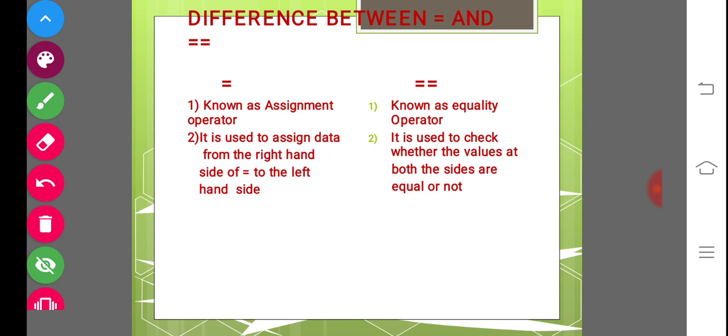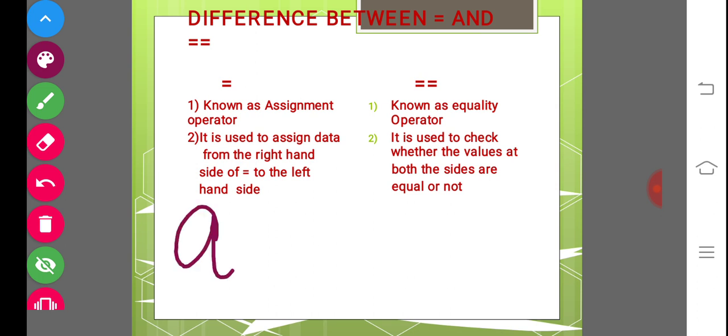The second, the double equal to operator, is used to check whether the values at both the sides are equal or not. So this operator is known as the equality operator, which comes under the category of the relational operators, and it is used to compare both the values whether they are equal or not. If they are equal, it returns true. If they are not equal, it returns false.